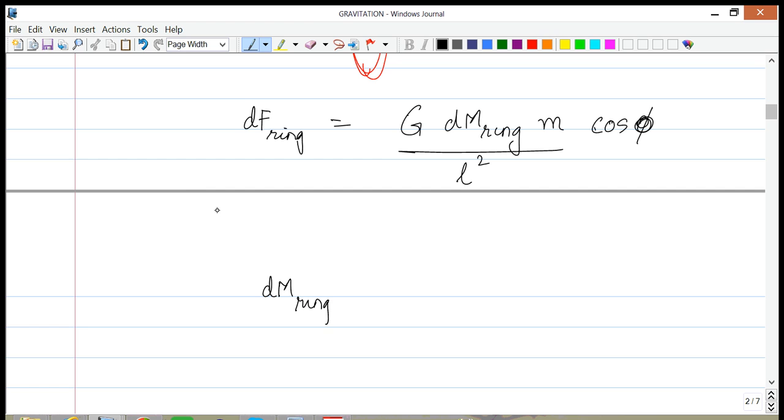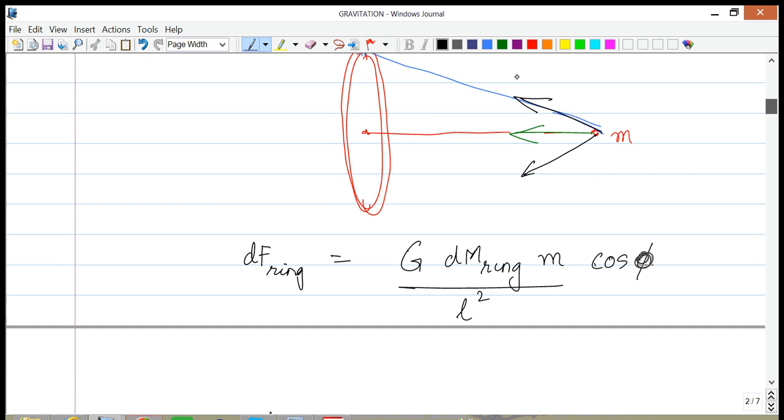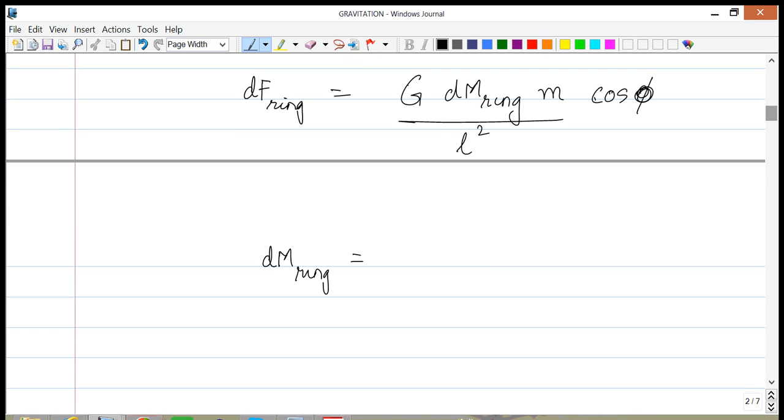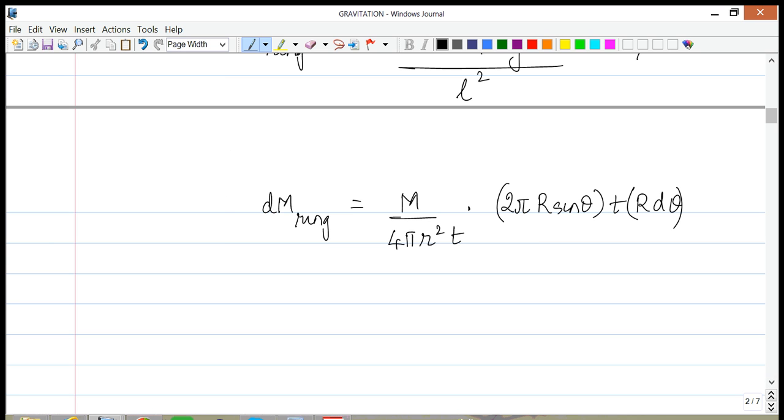Okay, so dm of the ring, if you look at the structure, is going to be equal to the volume of the ring multiplied by the density of the shell. Now the density of the shell is the mass per unit volume of the shell, and it is mass divided by 4 pi r square times t. So this is the volume of the shell, and now we can multiply this by the volume of the ring, which happens to be 2 pi times r sine theta. Okay, because the circumference is r sine theta, so it's 2 pi r sine theta, which is the length of the ring, multiplied by t, which is the thickness of the ring in one direction, and then multiplied by r d theta. So this now gives us the total volume, the total mass of the ring.